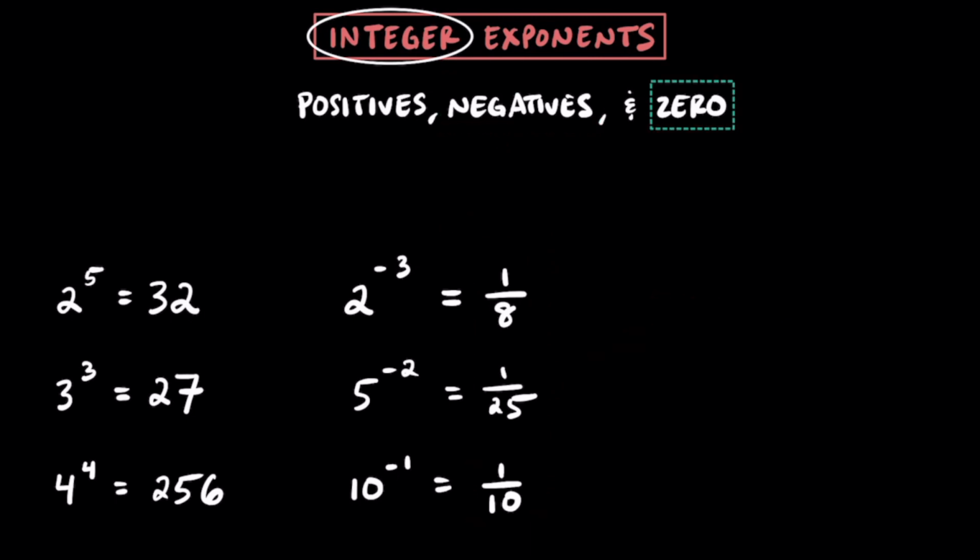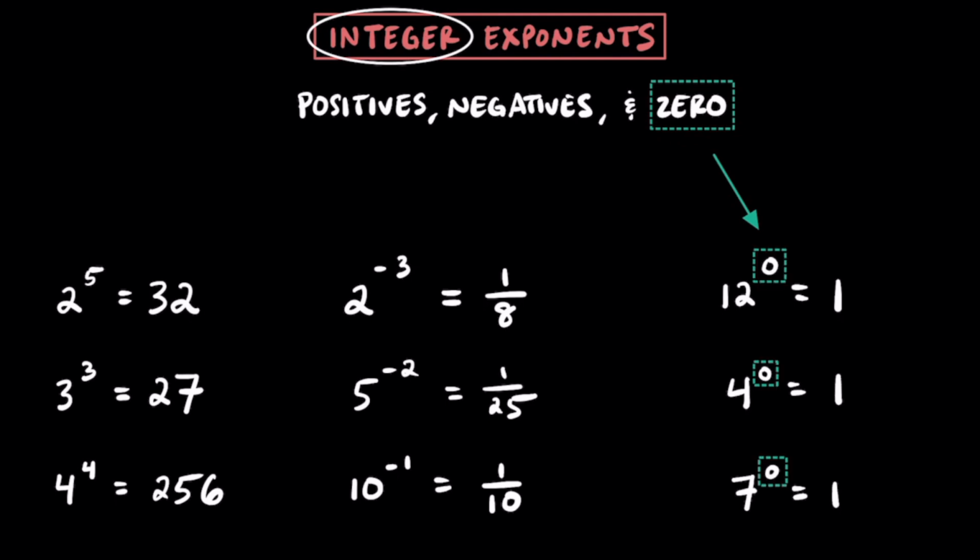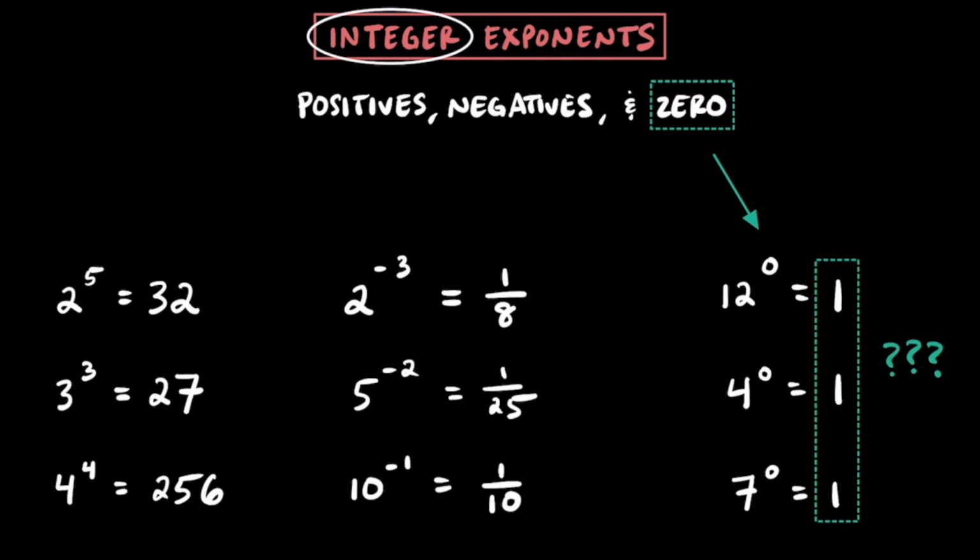Then you have some situations where the exponent is 0. In each of these three examples, notice how all the exponents are 0. 12 to the 0th power is equal to 1, 4 to the 0th power is equal to 1, and 7 to the 0th power is equal to 1. And at this point, you may be wondering to yourself, what? That doesn't make any sense. How could they all be equal to 1? And that's what I'm about to explain next.